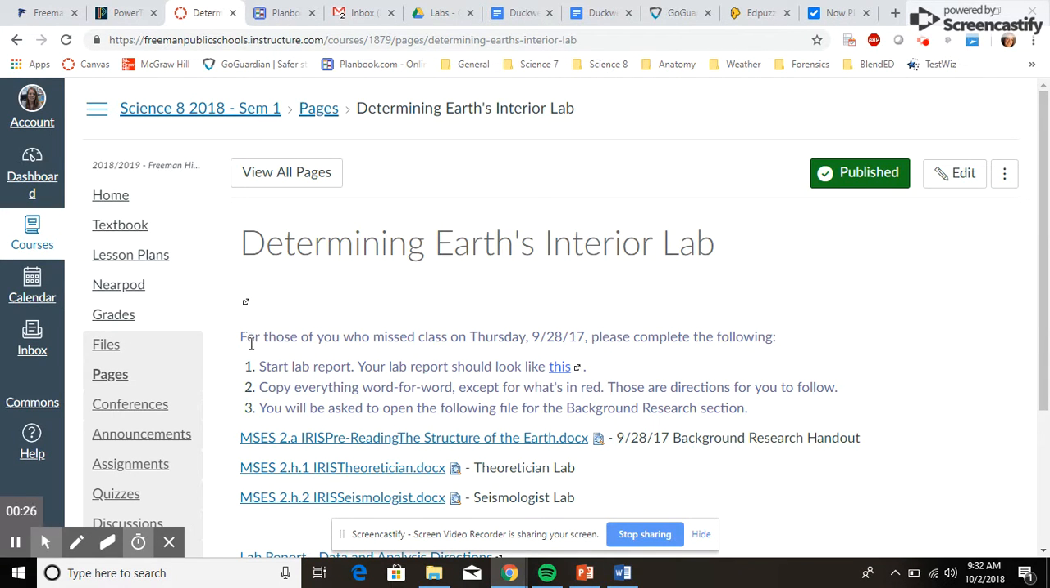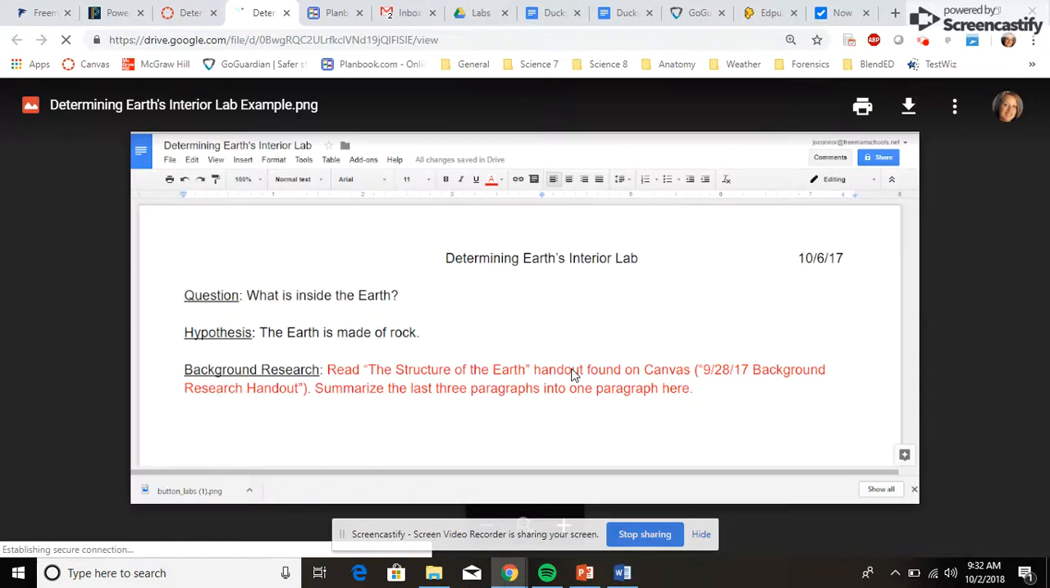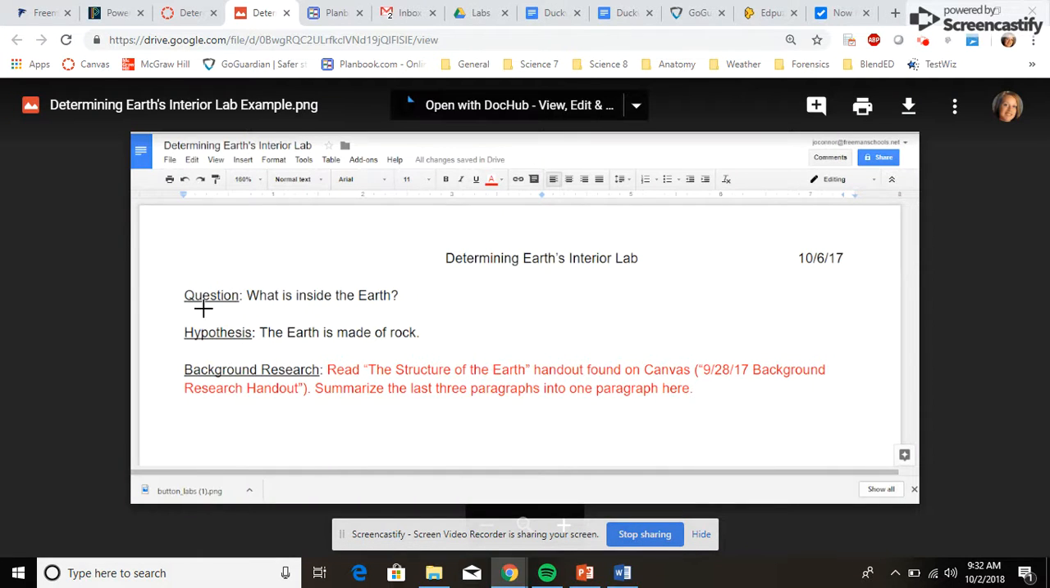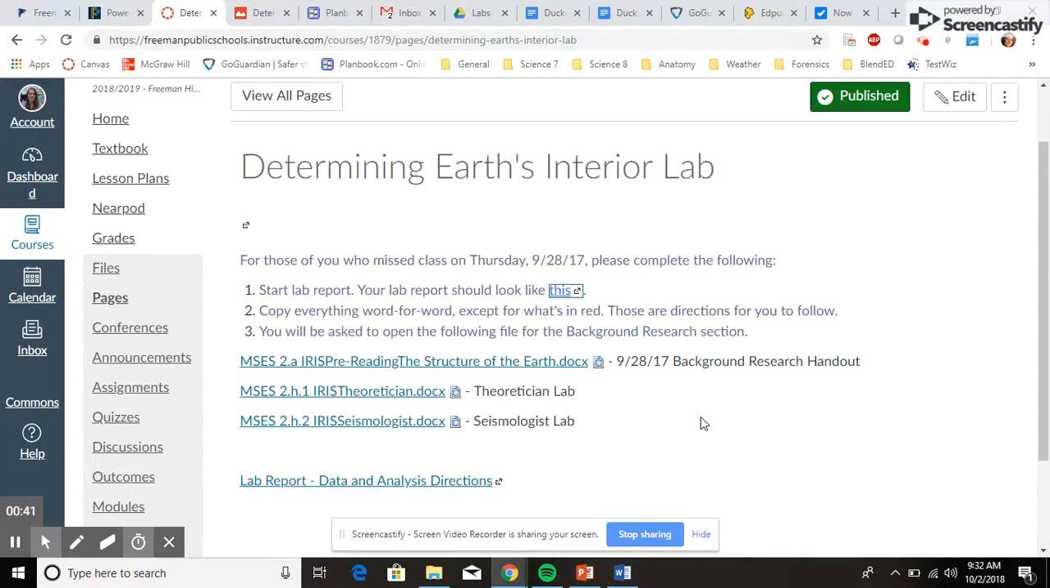You can find some information on the directions portion. Last week, we went through the first steps where we started our lab report. So you have a lab report started that's got the question and hypothesis. I'll get back to that research in just a moment. You've got a copy of the theoretician document right here. It's the worksheet that you and your partner have. If you need to access that when you're outside of class, there's where you find it.